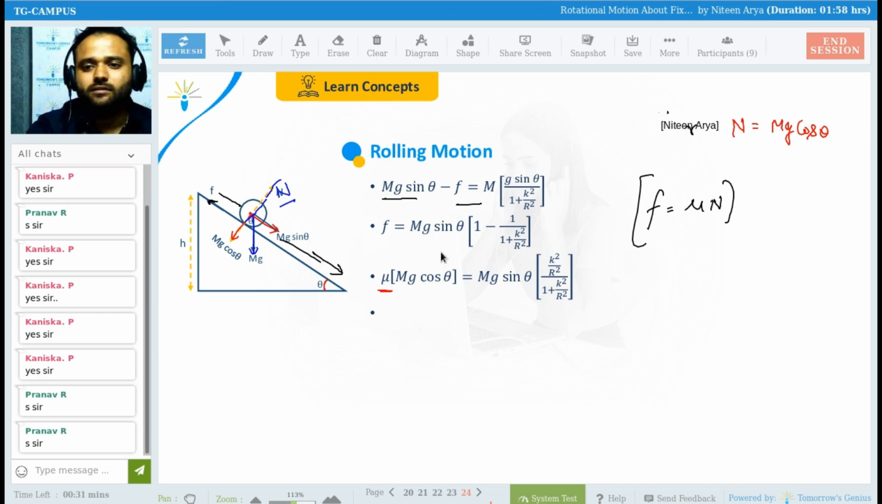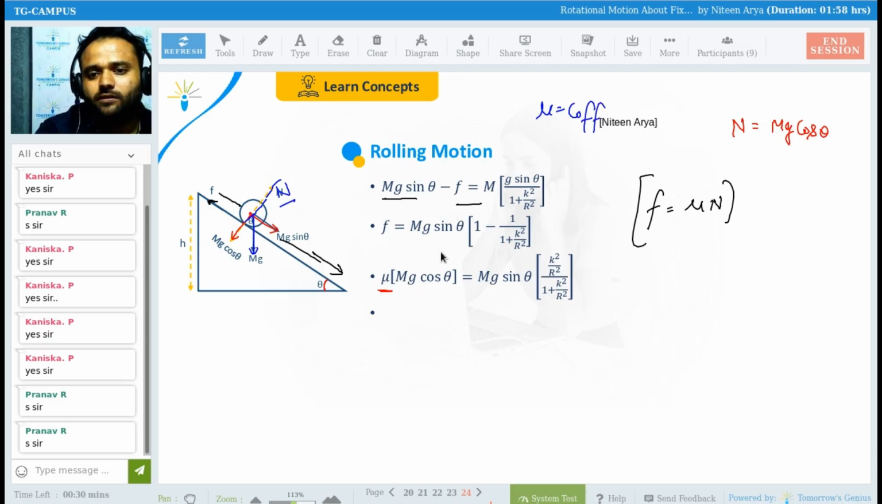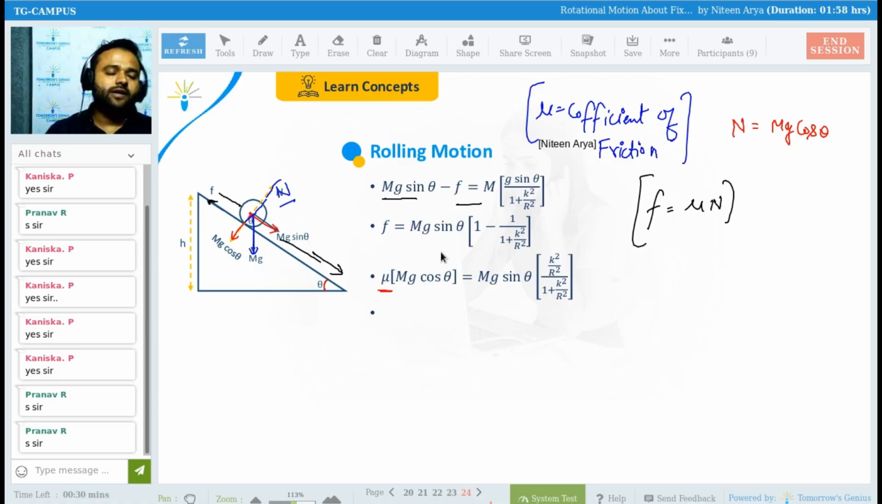Clear? I can remove this. So in this way we can find this mu. Mu is what? Coefficient of kinetic friction. Coefficient of friction. You can write kinetic or static, any kind of thing. Coefficient of friction. Here, beta. So we are going to find the coefficient of friction with this mu.